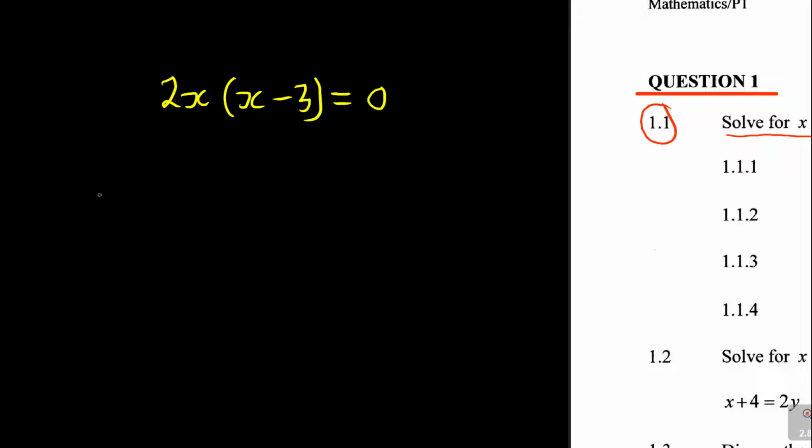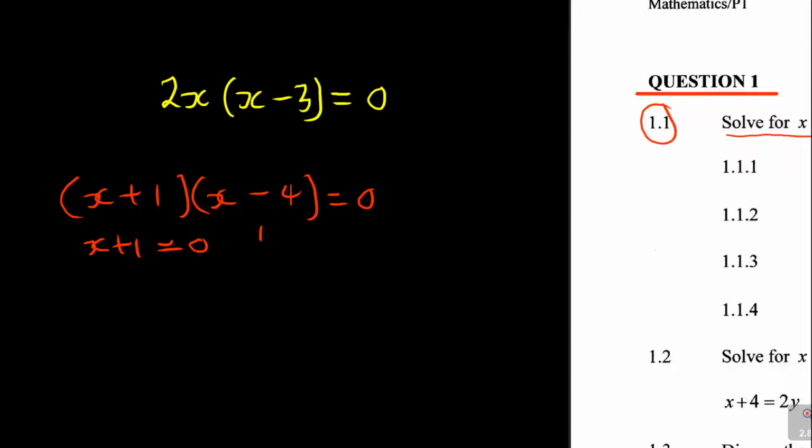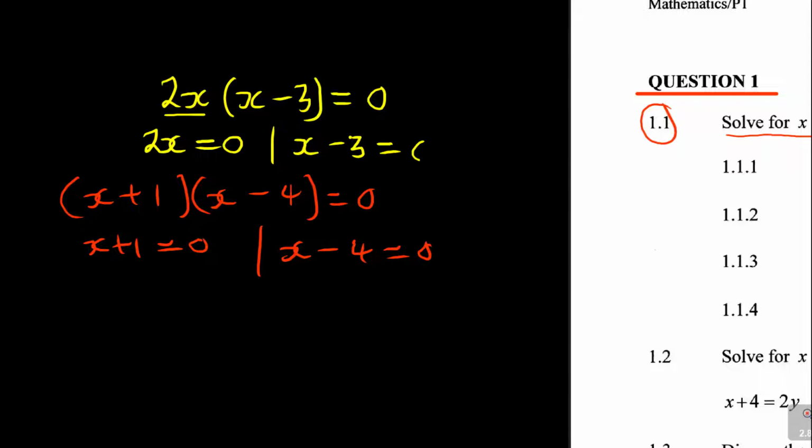What you need to do, it's similar. Let's say they give you brackets like this. Maybe they say x plus 1, x minus 4 is equal to 0. What do you do whenever you are given this? You don't expand, but you take the first bracket to say x plus 1 is equal to 0, or x minus 4 is equal to 0. That's what you usually do. So similarly, even here, you take this first one to say 2x is equal to 0, or x minus 3 is equal to 0. You understand?